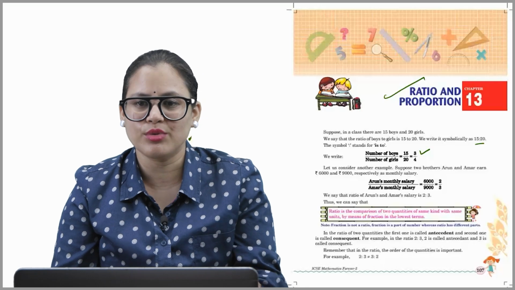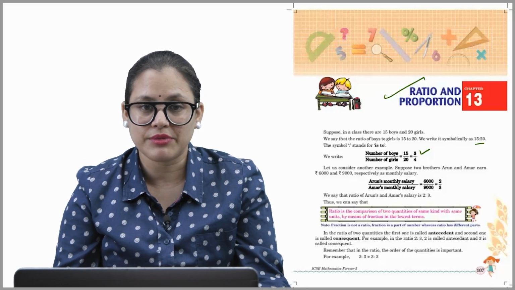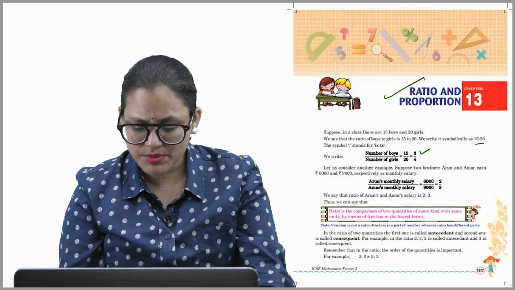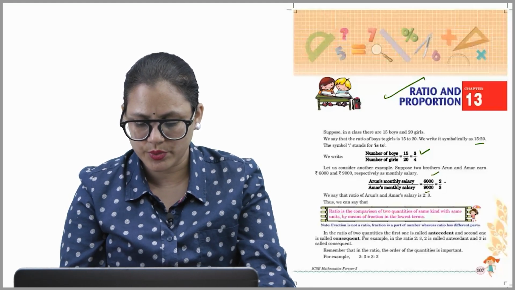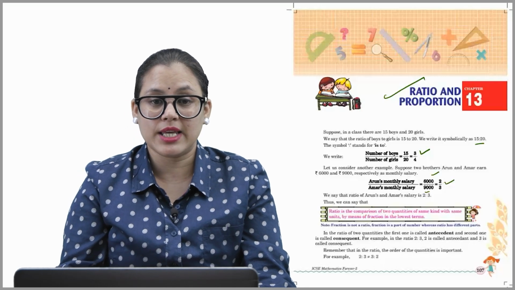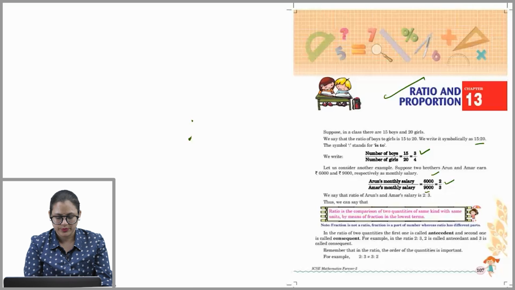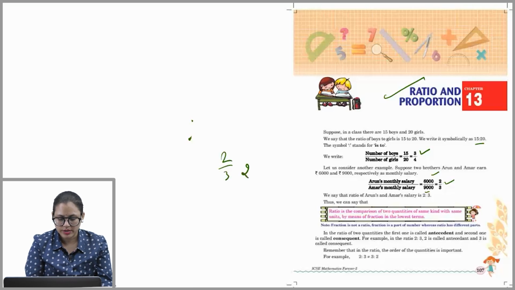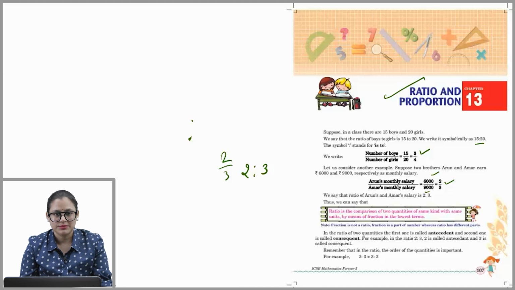Suppose two brothers, Arun and Amar, earn rupees 6,000 and 9,000 respectively as monthly salary. So Arun's monthly salary is 6,000, Amar's monthly salary is 9,000. So we'll get 2/3. So we say that the ratio of Arun and Amar's salary is 2:3. Thus we can say that a ratio is the comparison of two quantities of the same kind with the same units by means of a fraction in the lowest terms.